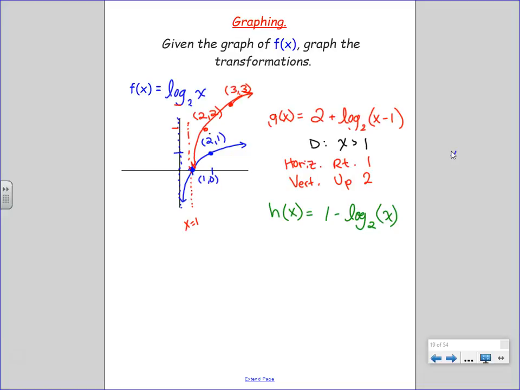Now with h. His domain is normal, nothing's changed on the inside, so he's still going to have a vertical asymptote at x equals 0. His domain, nothing has changed. It's still x greater than 0.